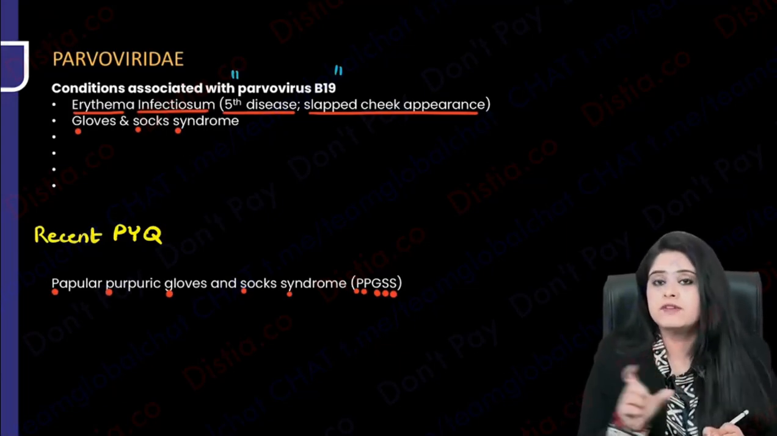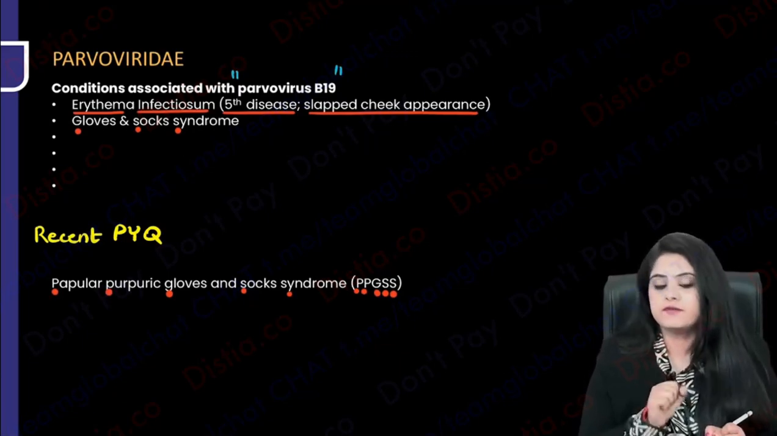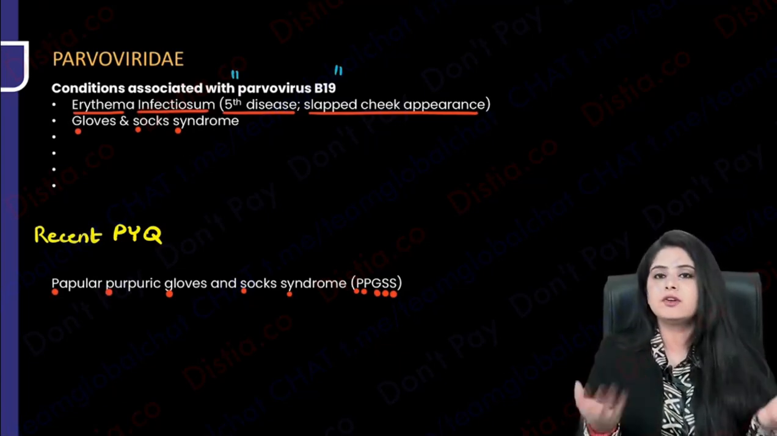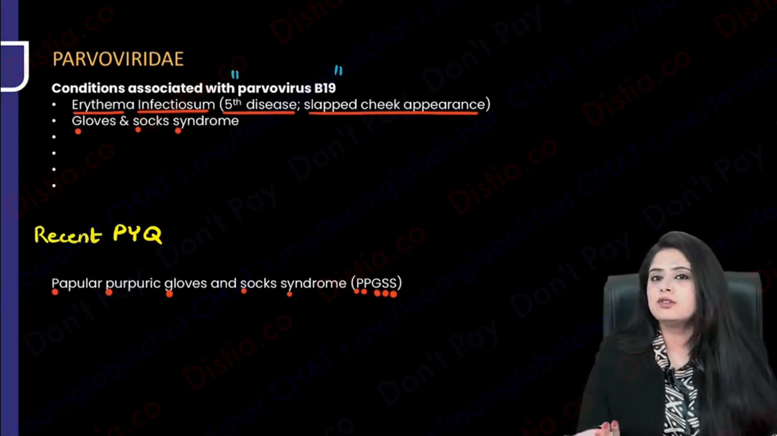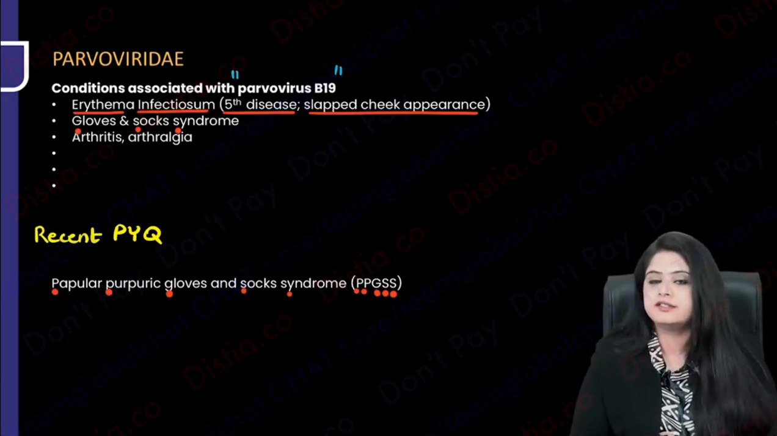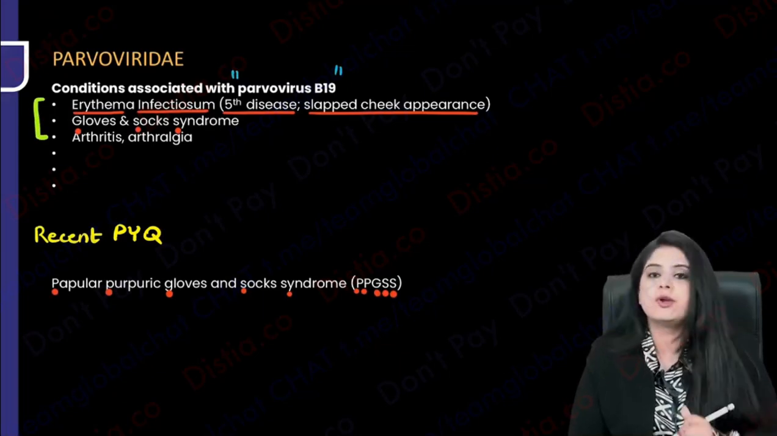They gave you a question where you had to match the following. PPGSS was written and students got a little confused. So is parvovirus called PPGSS? Yes, papular purpuric gloves and socks syndrome. Now when you're talking about hands and feet, let's also talk about the joints. Can it involve the joints, arthralgia, arthritis? Yes, that is very much known. So take care. A lot of skin I've spoken about, a lot of joints I've spoken about.